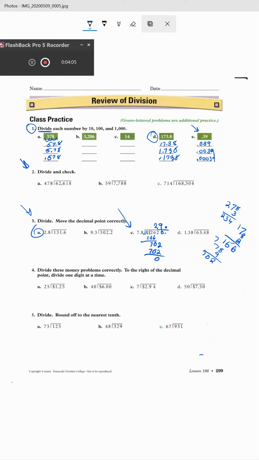All right, divide these money problems correctly. To the right of the decimal point, divide 1 digit at a time. So, 125 divided by 25. How many 25s can I get out of 125? I believe I can get 5 of them, right? And that's 125. The only trick here is you got to bring up that decimal here and fill in that spot there. So 125 divided by 25 is 5 cents.